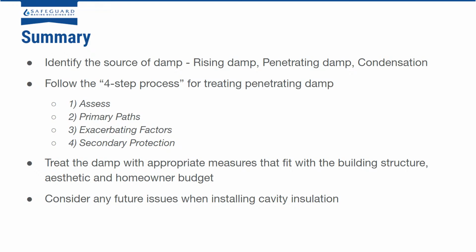So in summary of penetrating damp, the main thing to do is identify the source of damp. Make sure you know what type of damp it is. Is it rising damp, penetrating damp, or condensation? Follow the 4-step process for treating it: assess it, primary paths, exacerbating factors, and accessory protection, and treat the damp with appropriate measures that fit the building structure, the aesthetic, and the homeowner's budget. And also consider any future issues when installing cavity insulation. Thinking about past 2035 is a good place to start in that respect.